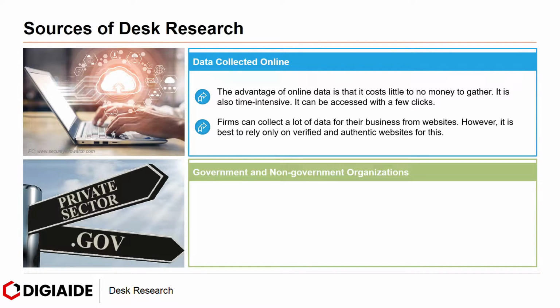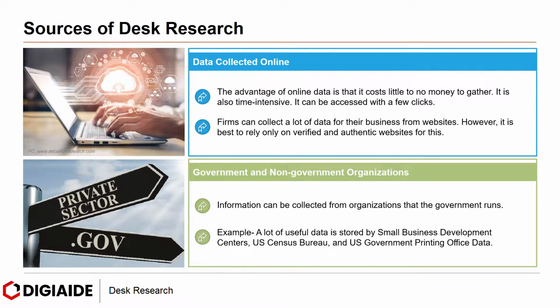Next, government and non-government organizations. Information can be collected from organizations that the government runs. Example, a lot of useful data is stored by small business development centers, US Census Bureau, and US government printing office data. Some organizations also work independently of the government whose information can be used. Information from them is reliable and real, however, it does cost some money to access them.